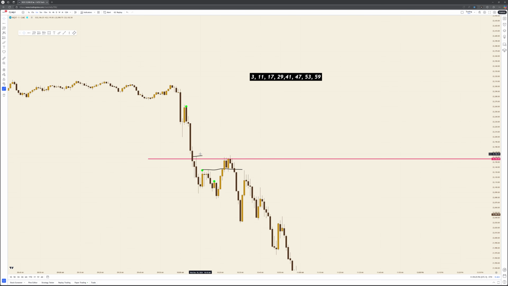And now up next, we have the number of 29, which just so happens to be here. Remember, it could be one off. So in this case, it's right here. In this case, it kind of goes counter trend, which is fine.